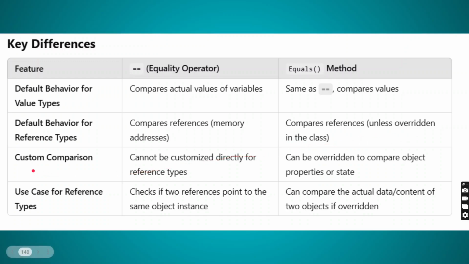Custom comparison: cannot be customized directly for reference types; can be overridden to compare object properties or state. Use case for reference types: check if two references point to the same object instance; can compare the actual data content of two objects if overridden.